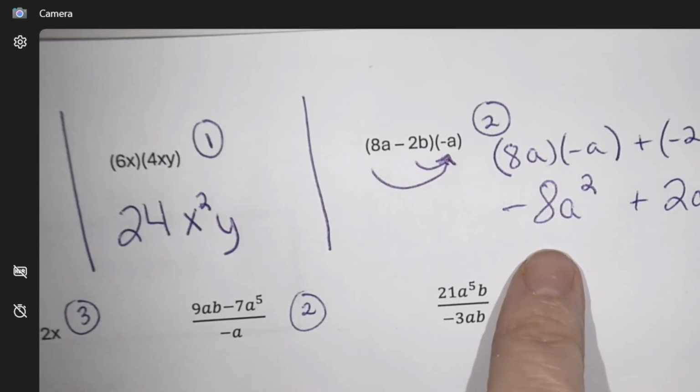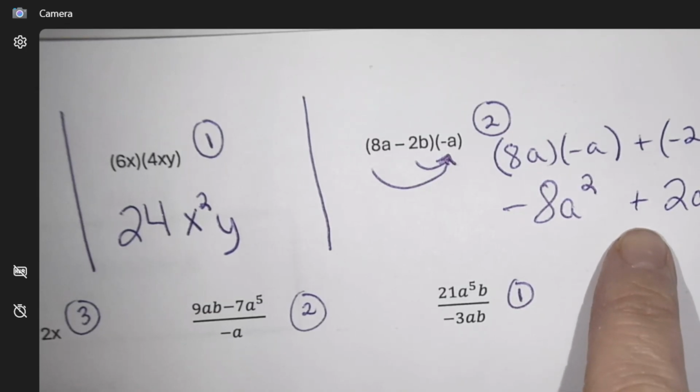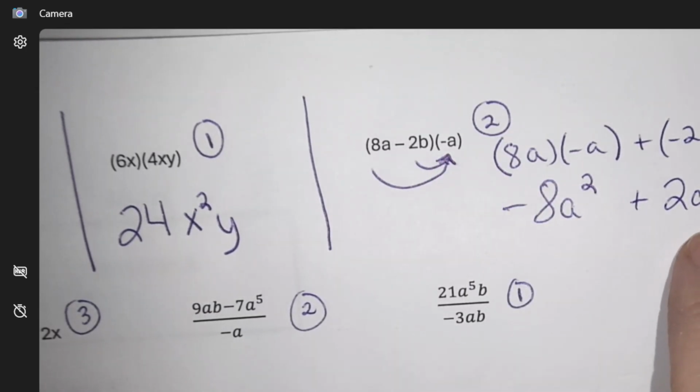Okay, how did it go? I got a -8 with an a squared. And then I got a plus because of the negative. And I wrote it AB. If you wrote it on your paper as BA, that's also fine.